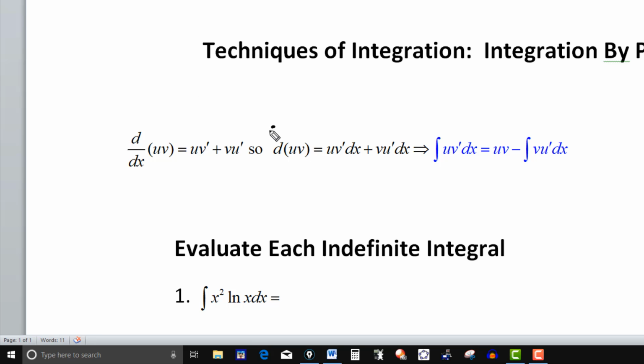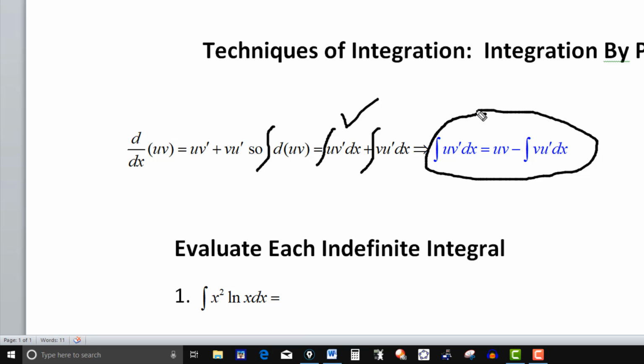And then I go ahead and take the integral of both sides. Here I'm going to break it up into two, so I'll put an integral here and an integral here. And then I solve for this one right here. So the integral of u v prime dx, taking this over to the other side, I wind up with the integral of the derivative of uv, which of course will give you uv, and then minus the integral of v u prime dx. And this is your main formula.